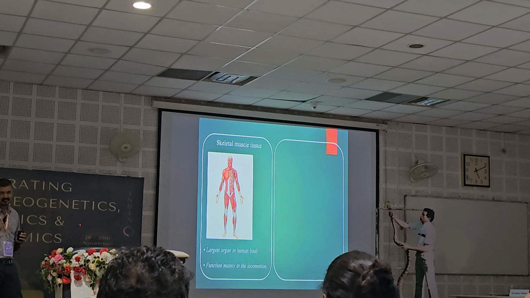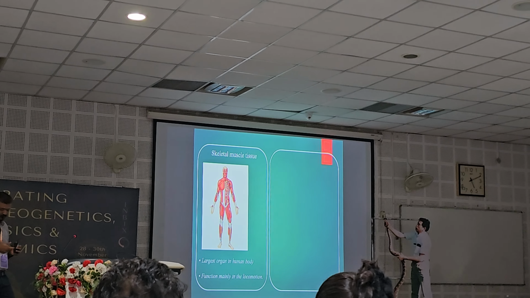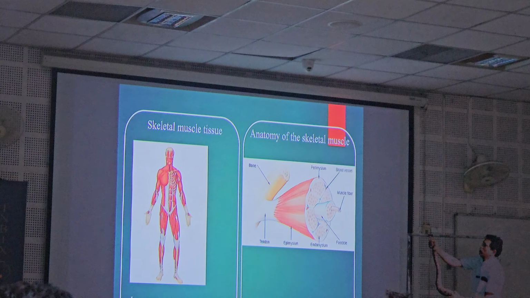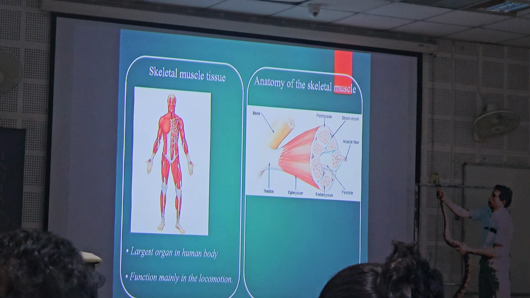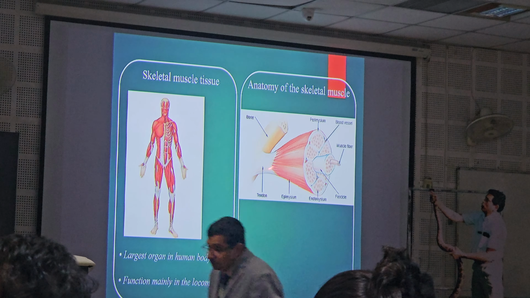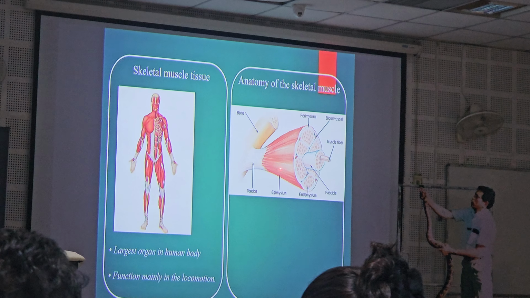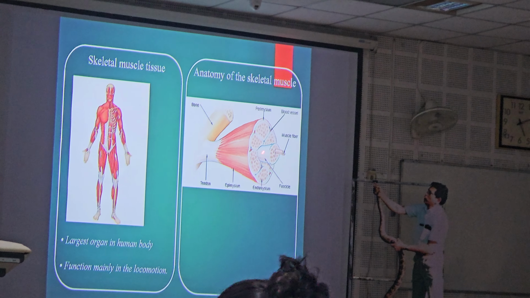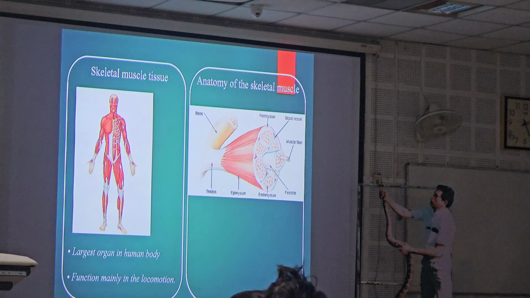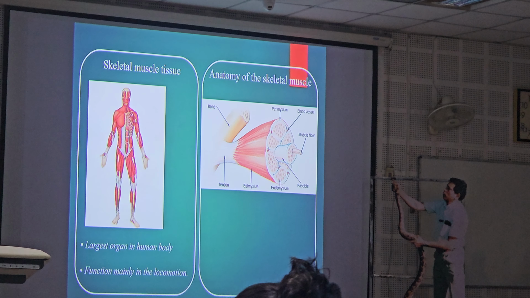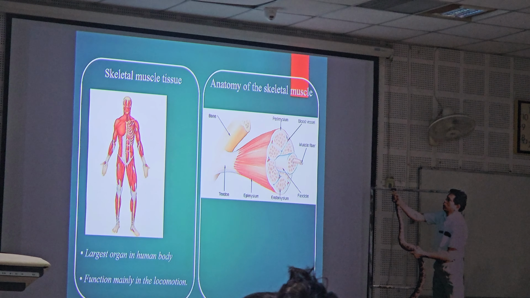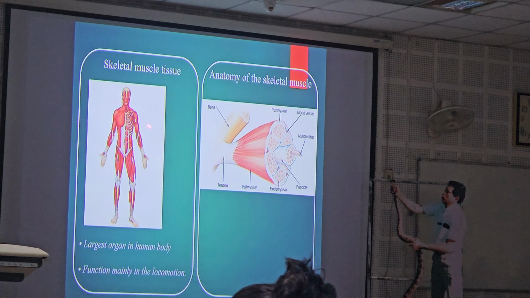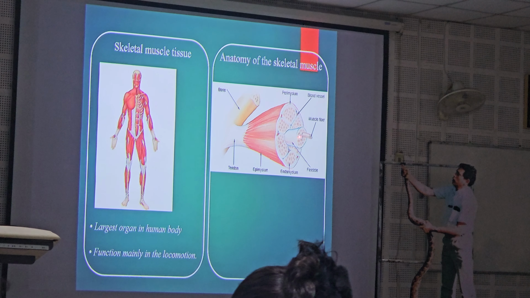It's one of the largest organs in the body, which helps you in locomotion. If you take one muscle bundle, it will have what we call fascicles. Fascicles are covered by connective tissue, and each fascicle will have multiple muscle fibers, which are the functional units of muscle tissue, a long syncytial muscle cell with multiple nuclei.